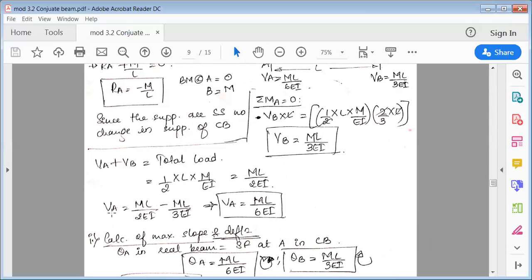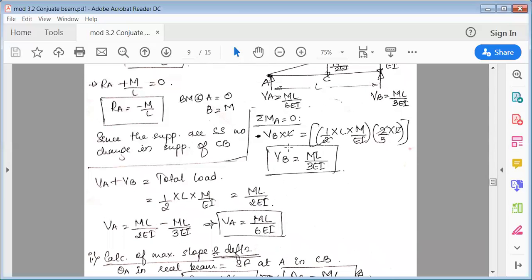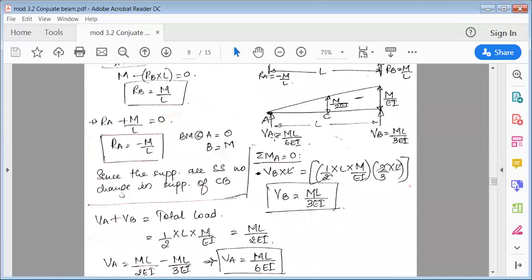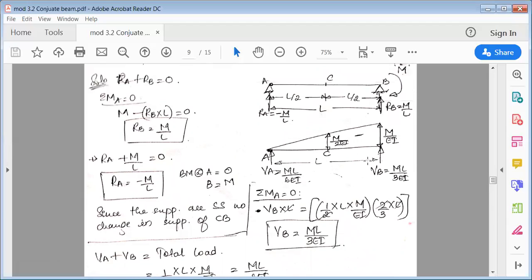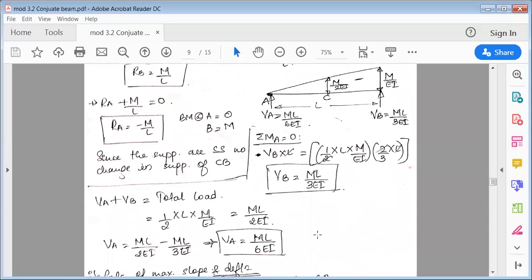We already calculated VB, so substitute this VB here and solve this. You'll get VA is equal to ML by 6EI. So VA is ML by 6EI, VB is ML by 3EI. Now this VA is having a lesser value compared to VB. Again, the reason is that the moment is acting exactly at B, so it requires more shear force to stop that. That's why VB is more.